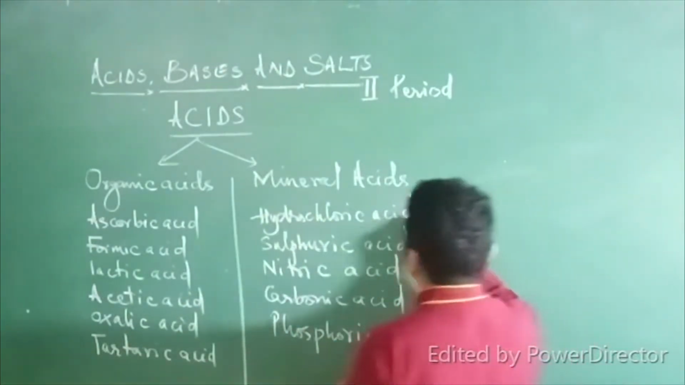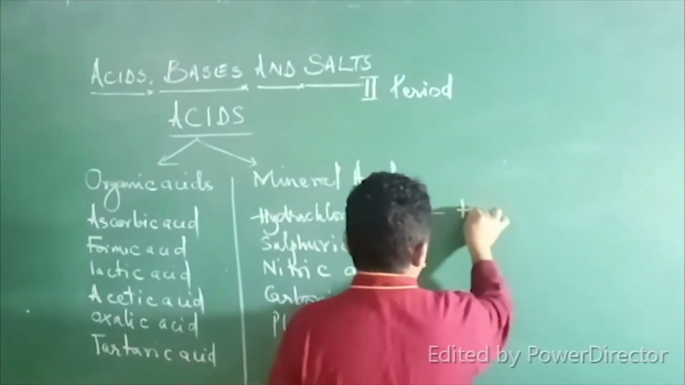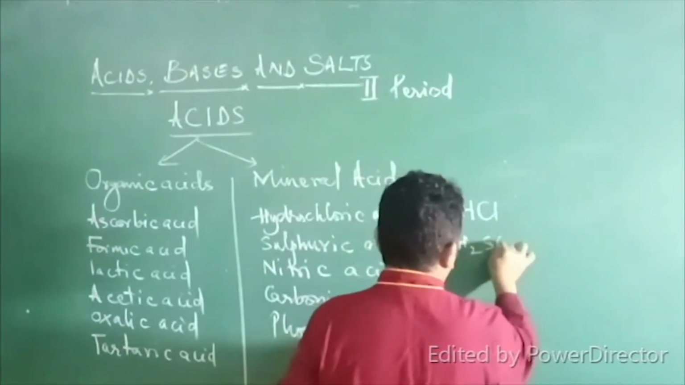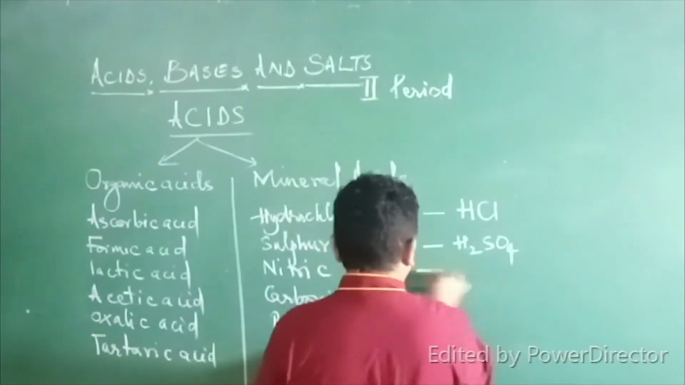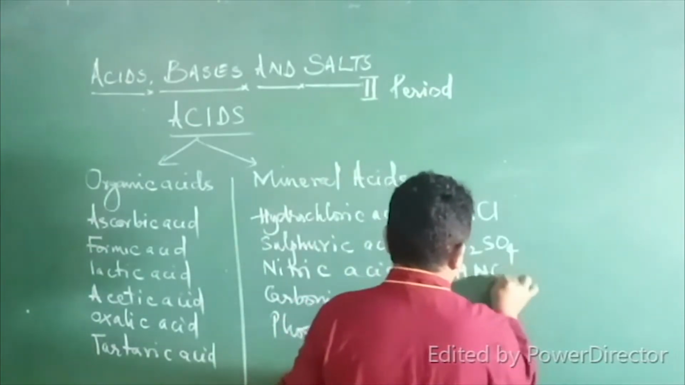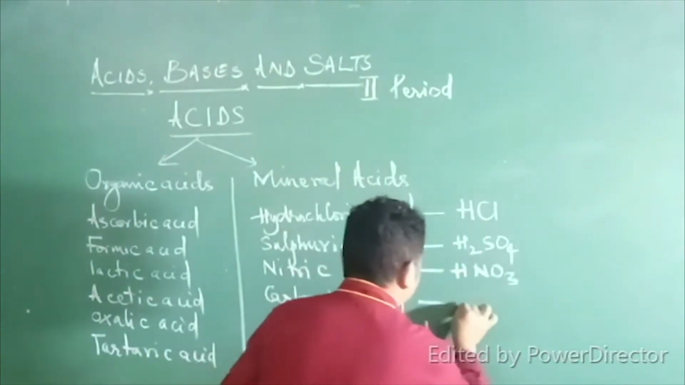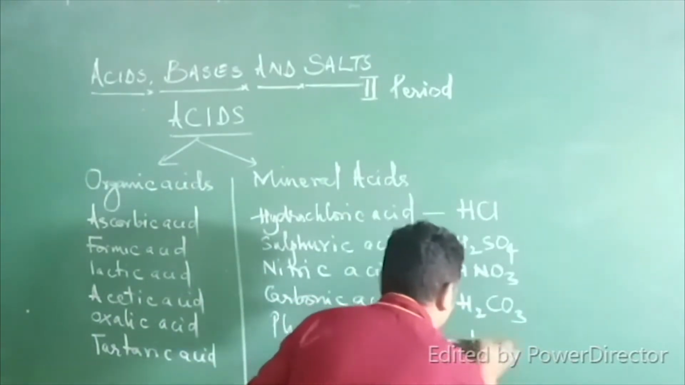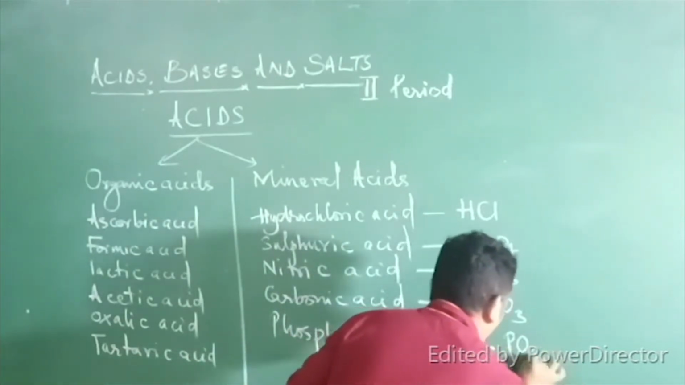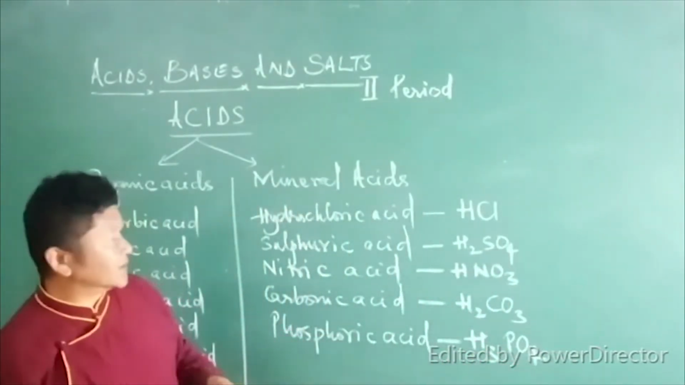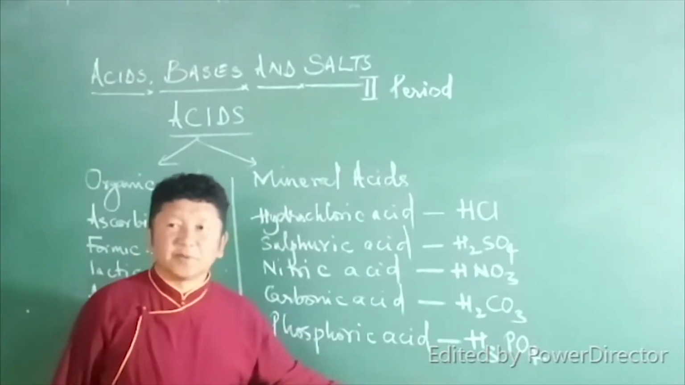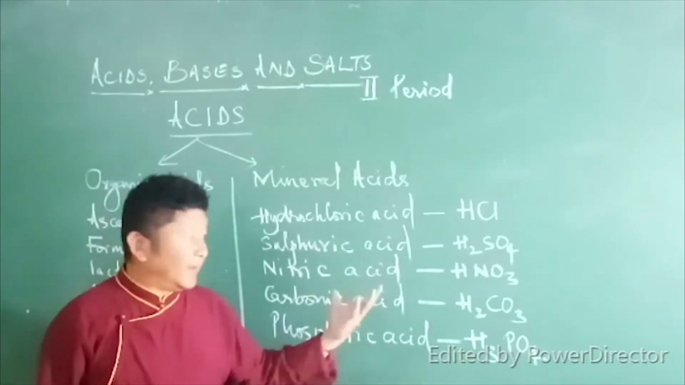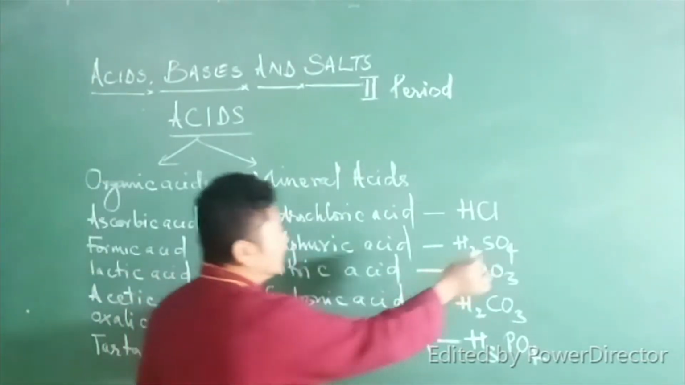If I write down the formulas: HCl, sulfuric acid H2SO4, nitric acid HNO3, carbonic acid H2CO3, phosphoric acid H3PO4. Some of these are prepared in the lab, so all these are mostly used in the lab.